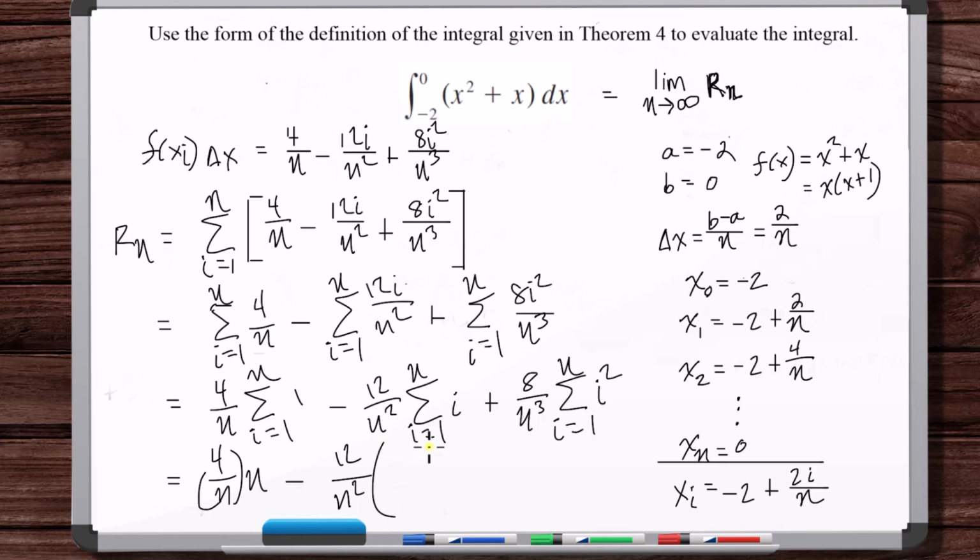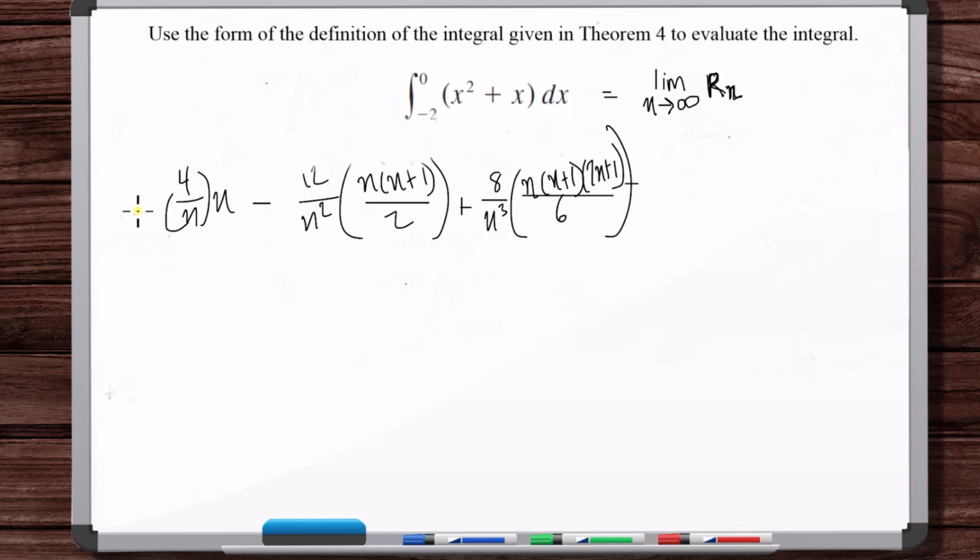Okay, what is the sum from i equals 1 to n of i? Well, the textbook gives us that. It's n times n plus 1 divided by 2. What about the sum from i equals 1 to n of i squared? This is n times n plus 1 times 2n plus 1 over 6. Okay, so here's the R sub n.